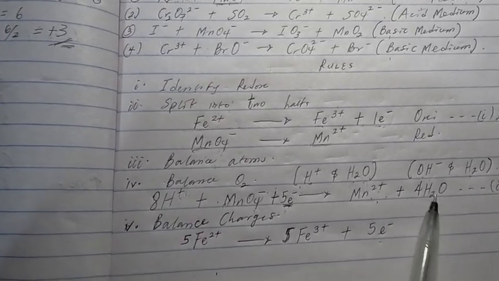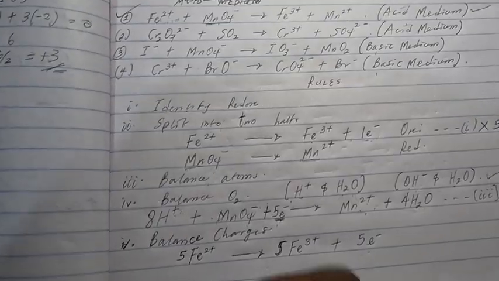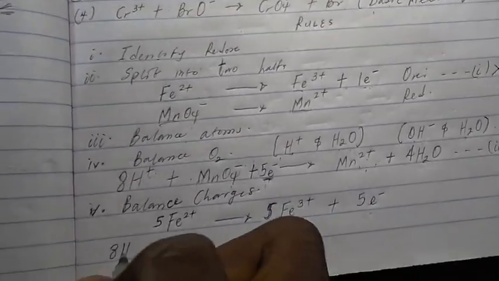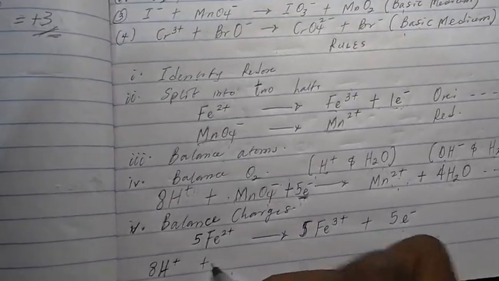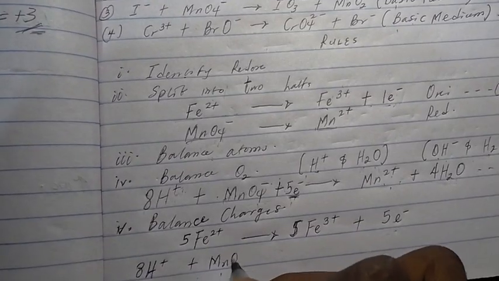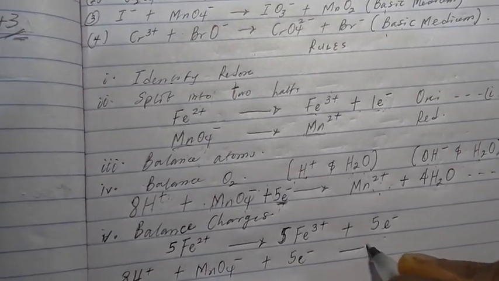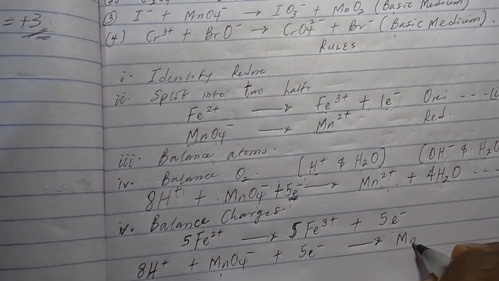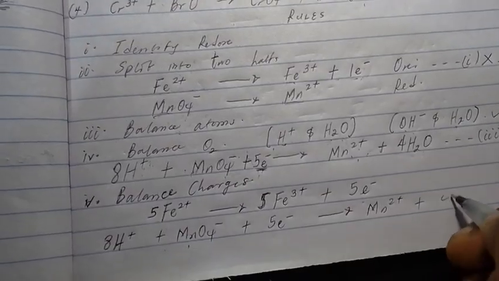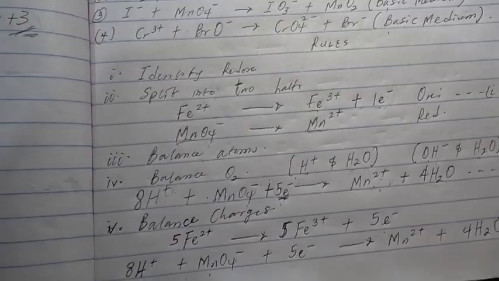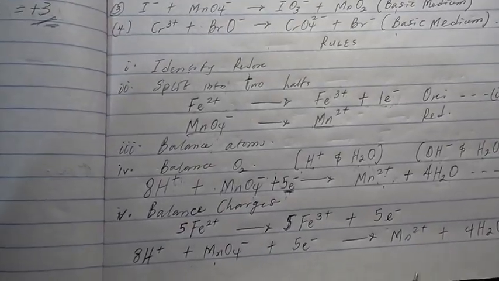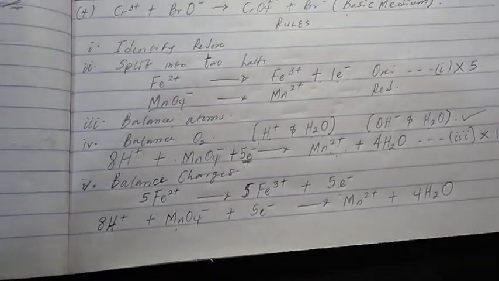So I don't have to rewrite this one again. It's the same thing. Or better still, let me just write it out. So 1 times that will still give us that. Then I'm still going to have MnO4- plus 5 electrons, then to give me Mn2+ and 4H2O. So now that I have this equation, I want to add them up together, that's the next thing.